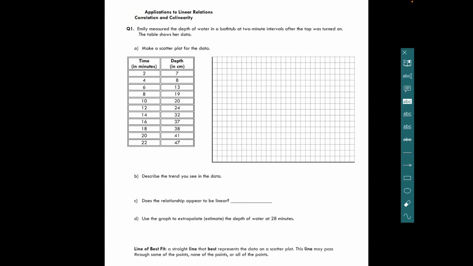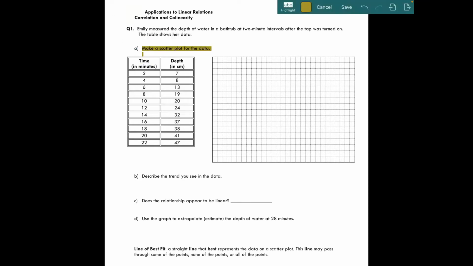So we're asked to make a scatter plot for the data. You can see that where we normally have our X values, we have the time in minutes, and where we have the Y values, we have depth in centimeters. Remember, time is our independent variable. That happens no matter what. And the depth of the water is the dependent variable. It depends on the time, how long the water has been running for.